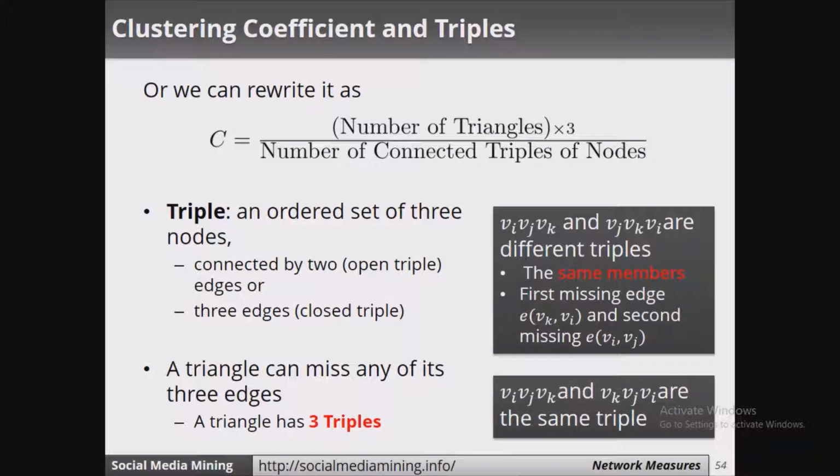Let's look at the second triple. We have an edge from Vj to Vk and the second edge is from Vk to Vi. So the edge that is missing is between Vi and Vj. So here the missing edges are different, right? The first triple has the missing edge between Vk and Vi and the second triple has the missing edge between Vi and Vj, hence they are called different triples.